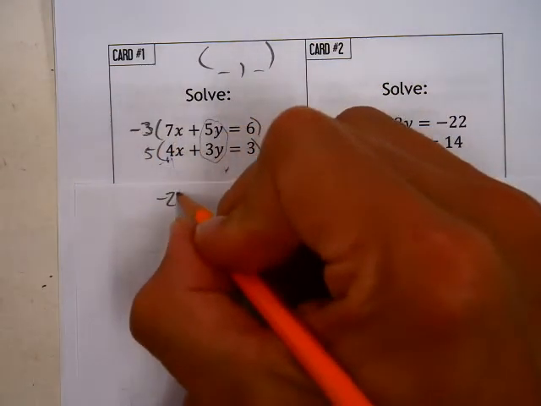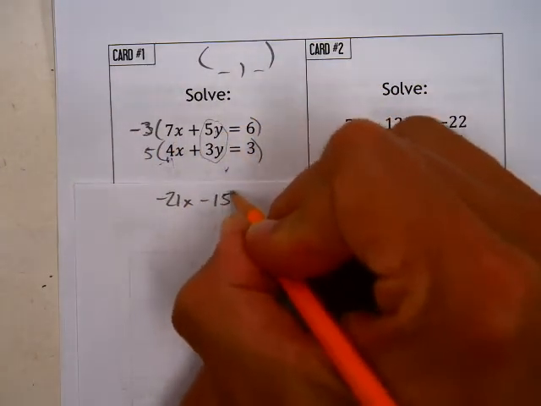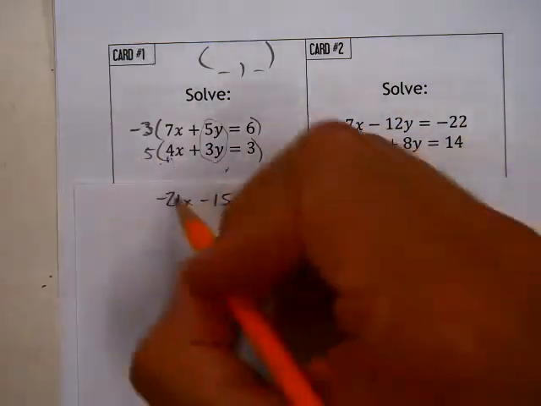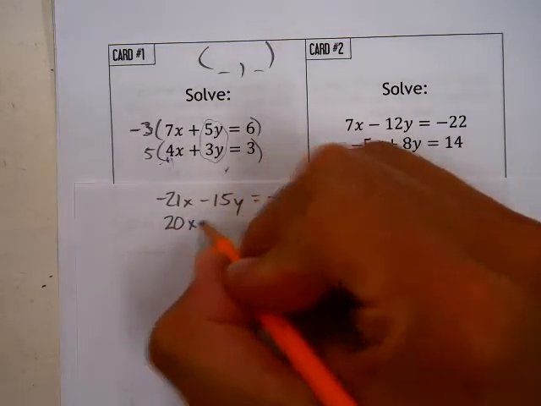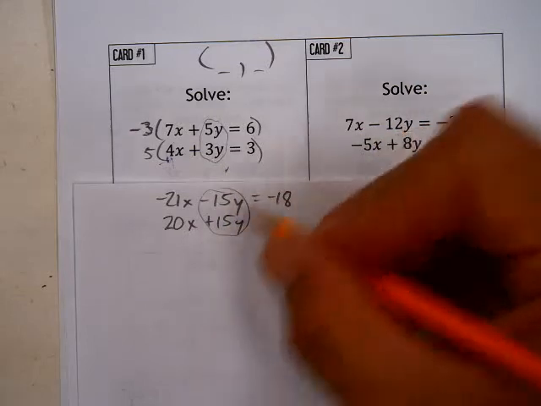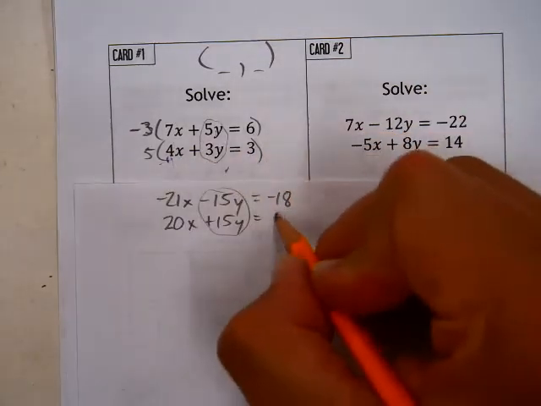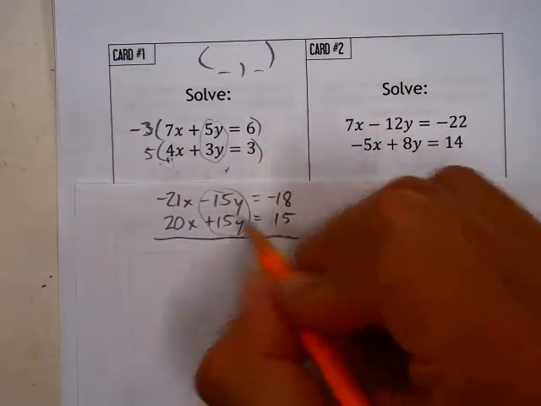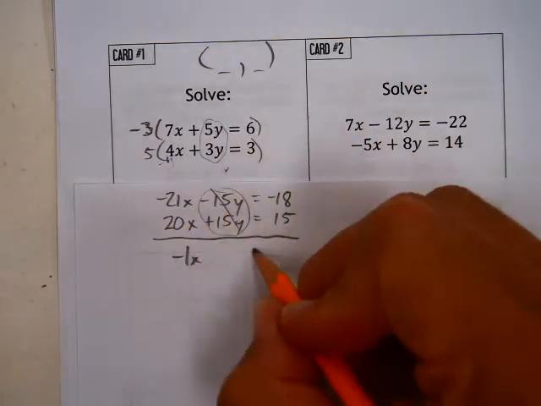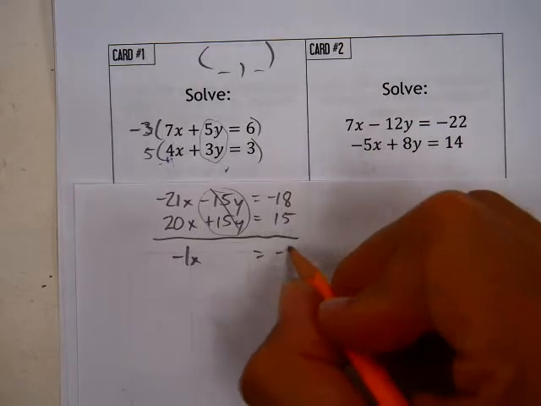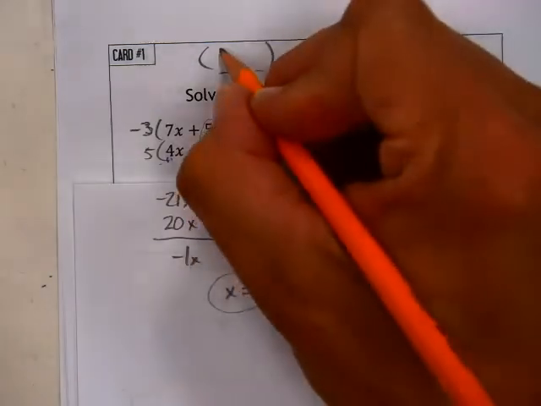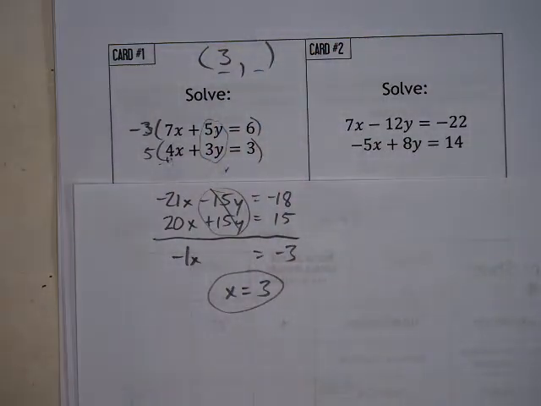So that's going to be negative 21x minus 15y equals negative 18. And then as I distribute the 5 here, that's going to be a positive 20x plus 15y. Again, the point there was to have these match and cancel. Finish up here, equals 15. Those cancel as we had hoped. These will not cancel. This leaves me with a negative 1x, and over here a negative 3. So I got x equals positive 3. That's my x value right there. That's part of my solution.